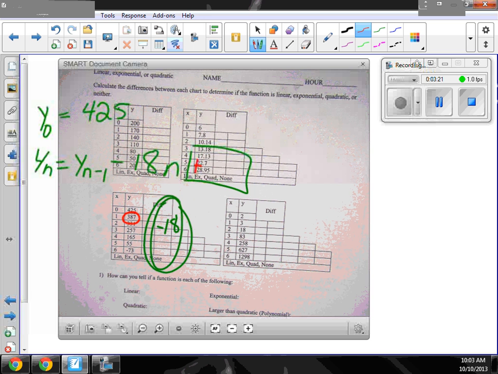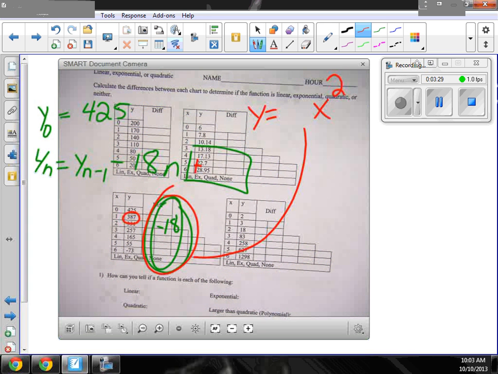If I were to write my explicit equation, I get y equals, and it's x squared. What does this second difference tell me about the coefficient on x squared? It's going to be half the second difference, so it's going to be -9x squared. And those are kind of important things that you want to remember. Okay, fourth one.